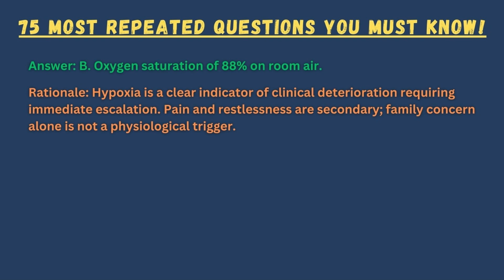Answer. B. Oxygen saturation of 88% on room air. Rationale. Hypoxia is a clear indicator of clinical deterioration requiring immediate escalation. Pain and restlessness are secondary. Family concern alone is not a physiological trigger.